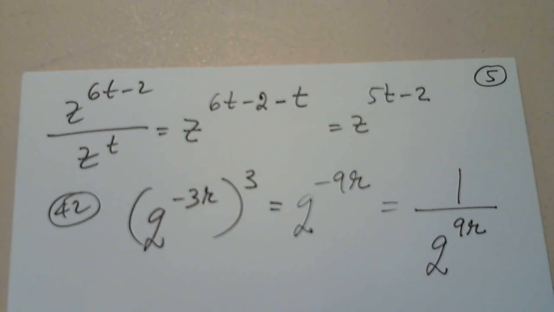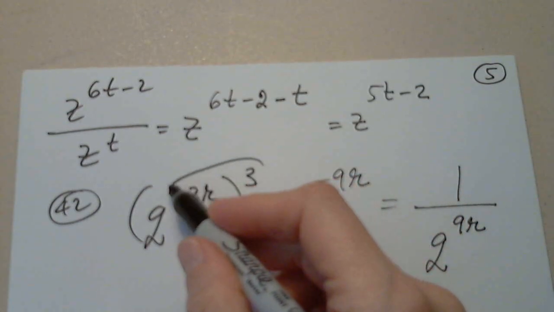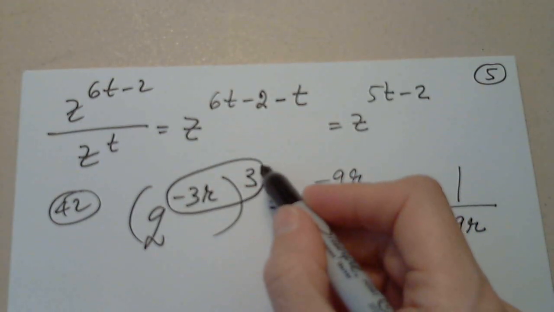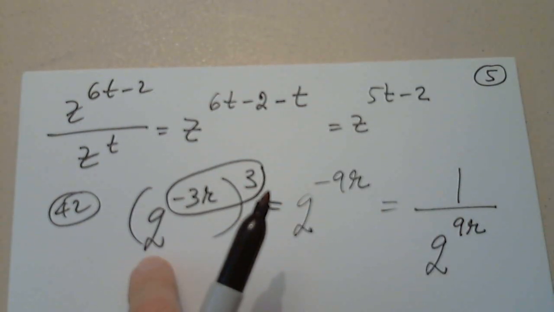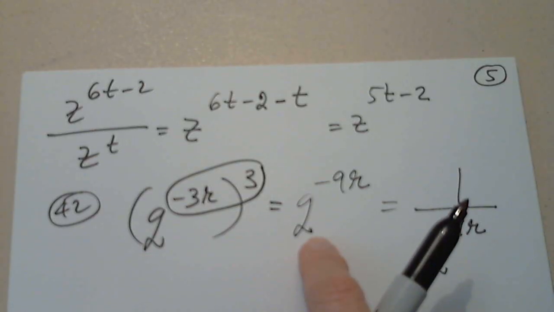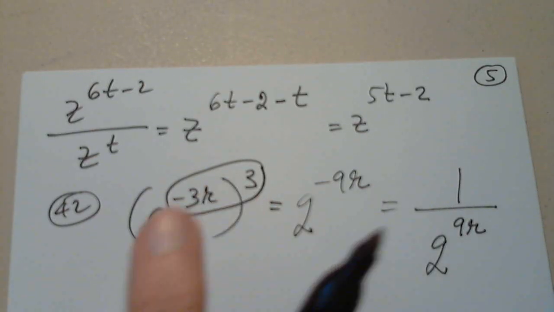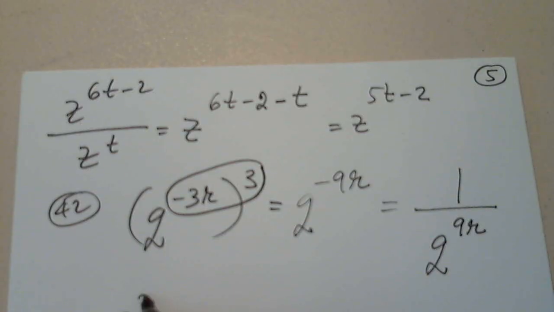Wait, so R wouldn't get cubed either? No. We multiply the exponents. There is only one factor. So I copy the base and I multiply the exponent. This is not a distributive law. This is negative 3 times R times 3, which is negative 9R.